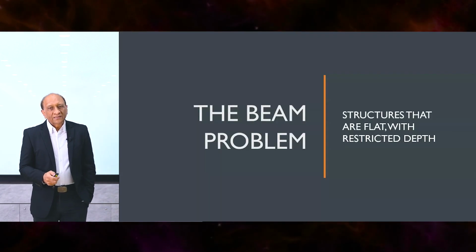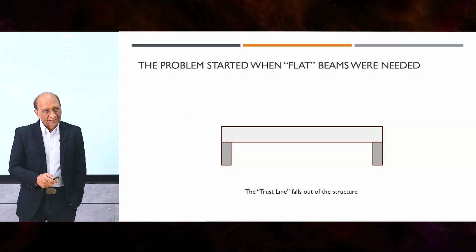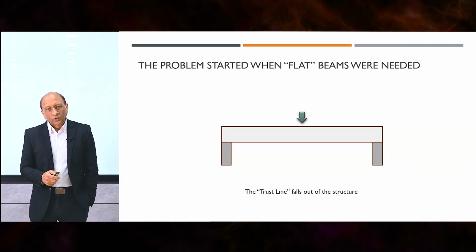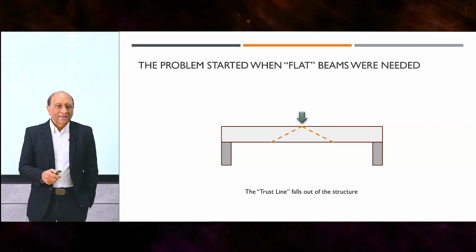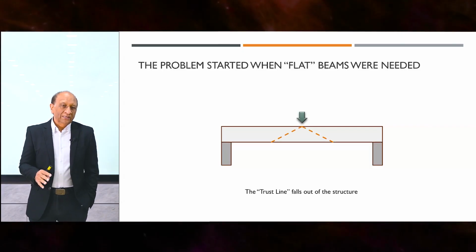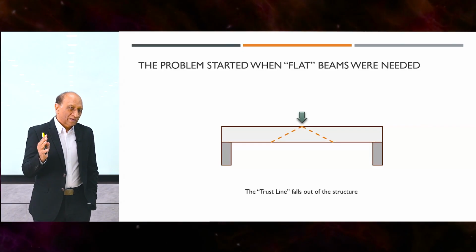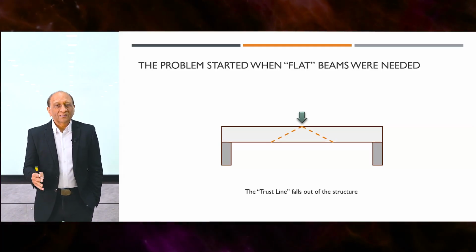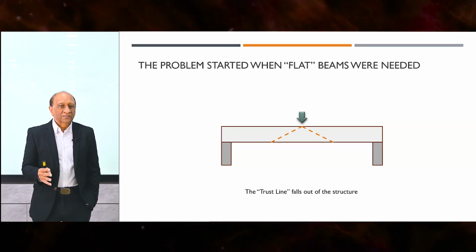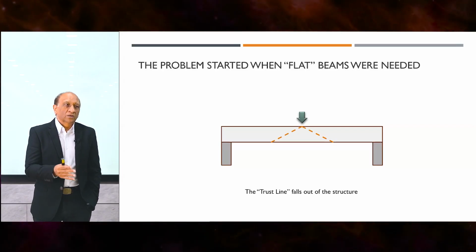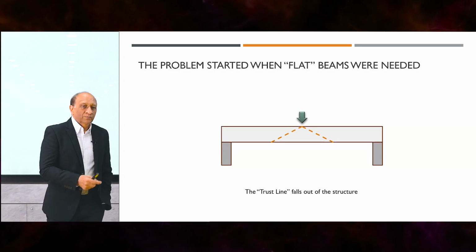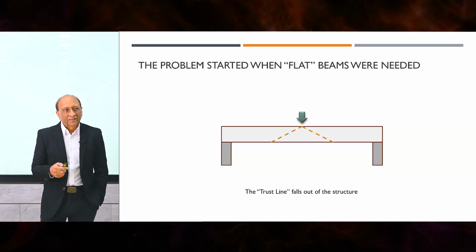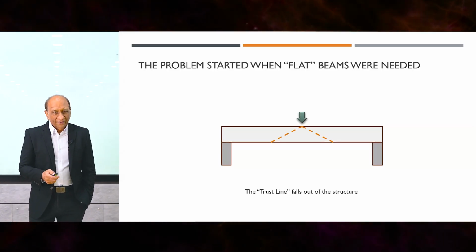But the problem started when the structures became flat, and then the force flow, the thrust line did not go to the supports. It stopped midway. And then at that time, people did not understand how to design a structure where the thrust line is not following from the load to the support. And this is the start of the problem in engineering.